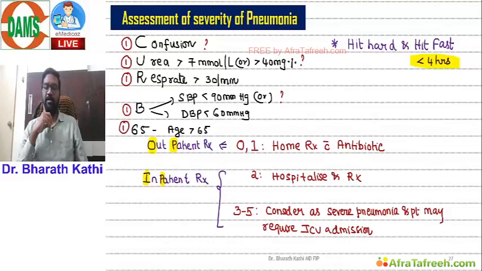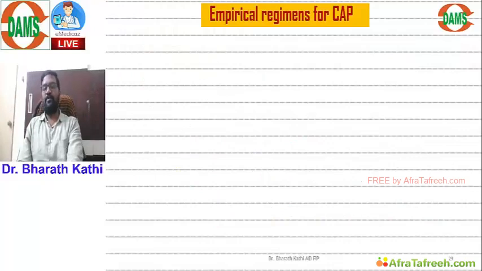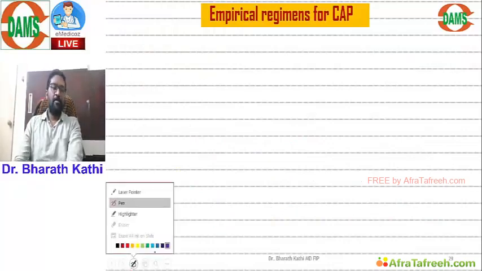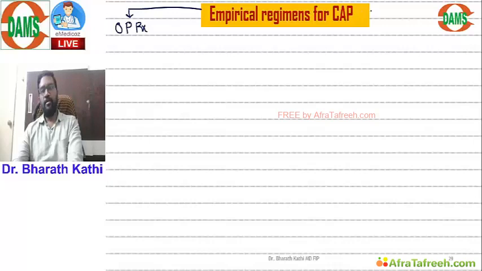You cannot delay the antibiotic just admitting him in hospital and waiting for culture. You don't know when that culture report will be available if it is generally a government hospital. So that's why let it be outpatient or inpatient, initial treatment is based empirically only. So now what are those empirical regimens available for community acquired pneumonia? First thing you should know is where exactly you are treating him. Is it outpatient treatment or inpatient treatment?